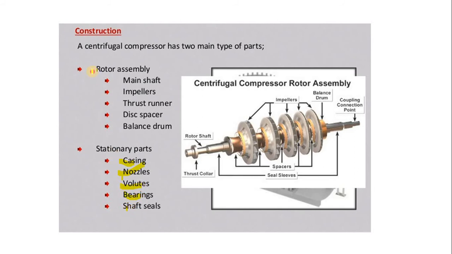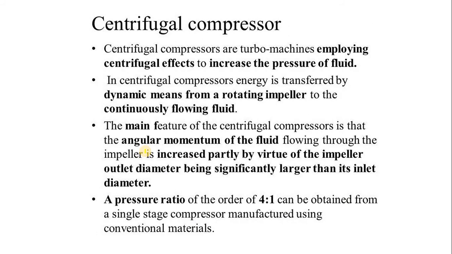So these parts are divided into two types. First is rotating parts and another one is stationary parts. Okay, so this is the basic introductory part of the centrifugal compressor. Centrifugal compressors are the turbo machines employing centrifugal effects to increase the pressure of the fluid. That's why the name is given centrifugal. Because of that centrifugal action, the centrifugal force is created and high pressurized air will be produced.